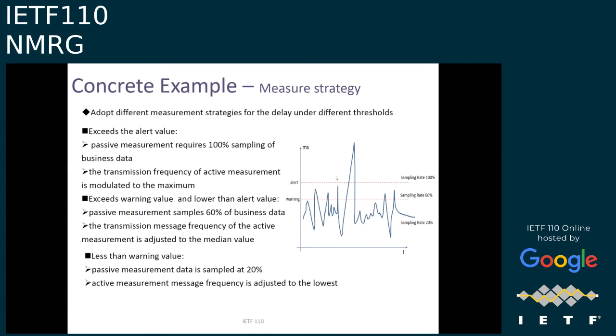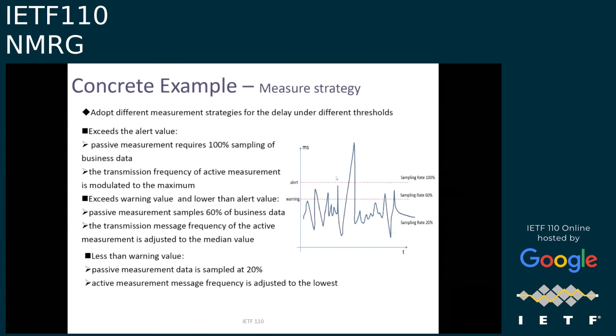So when the network delay exceeds the alert value, or when the historical data predicts that the delay will exceed the alert value, we adopt passive measurement that requires 100% sampling of business data, and the transmission frequency of active measurement is set to the maximum. At the same time, the log and alarm data of the whole network equipment are collected to realize the most fine-grained measurement of the network, and then to locate the root cause of the problem and repair the network in time.